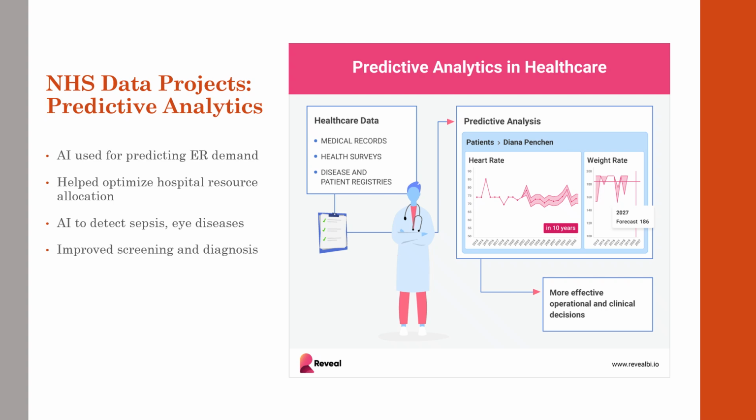NHS data projects: predictive analytics in healthcare. The UK National Health Service, or NHS, has been a leader in using data science. They have used predictive analytics to forecast demand in emergency rooms, helping them better allocate resources and staff. They also used AI for early detection of serious conditions like sepsis and eye disease, which improves screening and diagnosis.